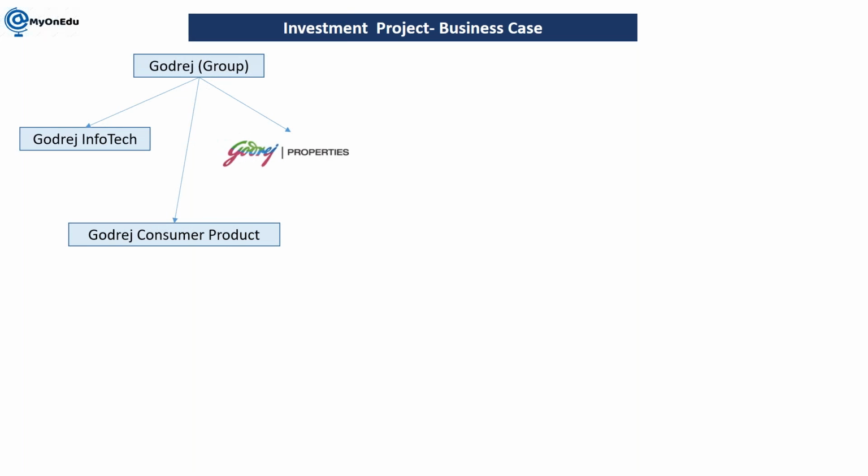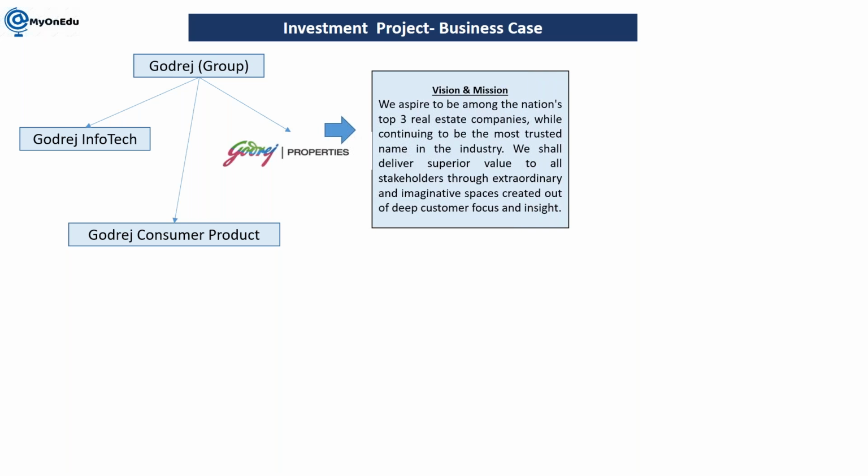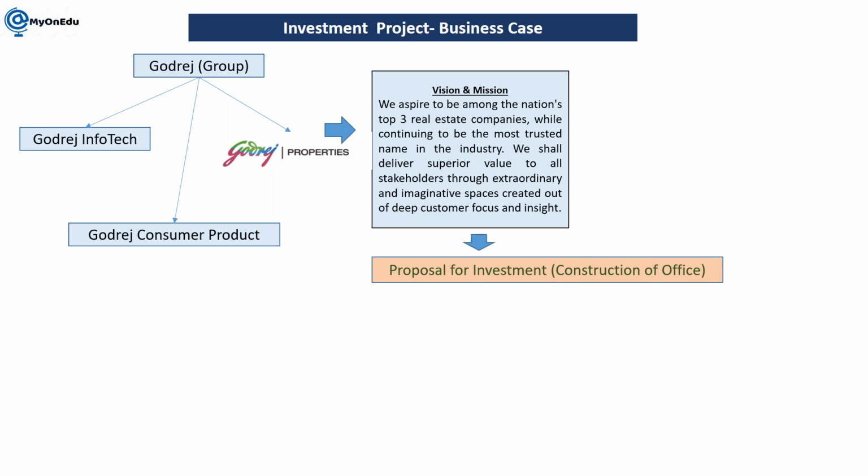Let's say there is one organization, Godrej Group, which is having different legal entities, your companies. First is Godrej Infotech, next is Godrej Consumer Products, and third is Godrej Properties. And this organization is having a vision and mission. Basically, it's a statement of the final understanding of the place you want to achieve in the market, or what exactly you want to have within a particular period. So according to the vision and mission, you need to execute the project.